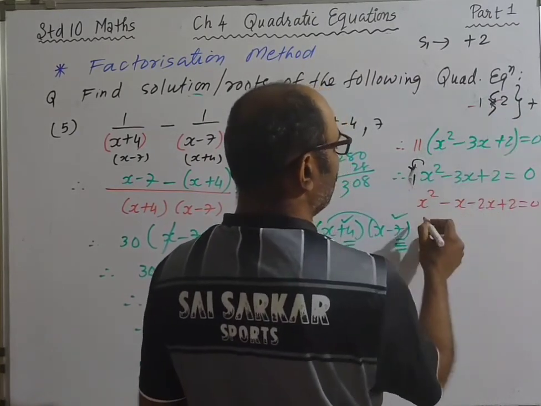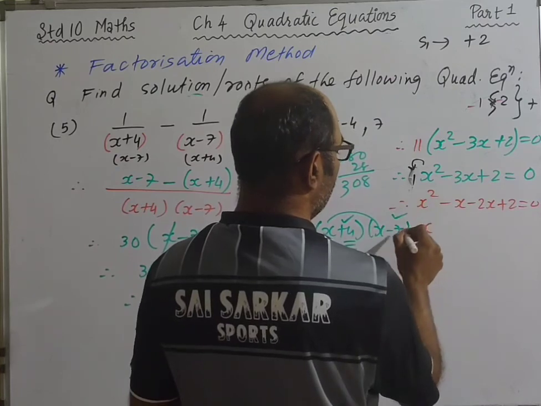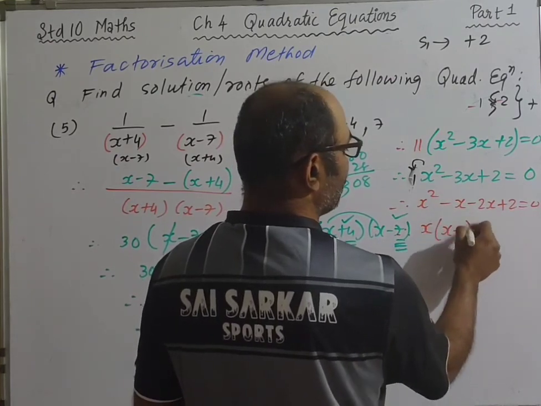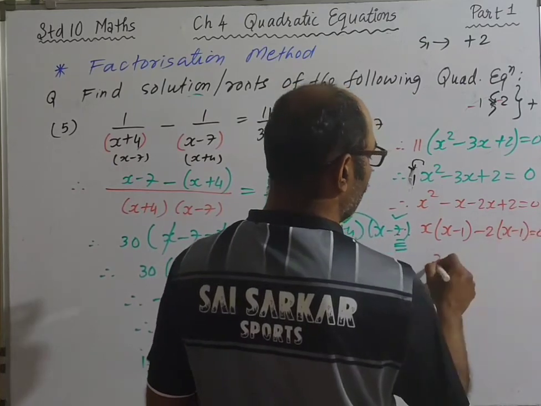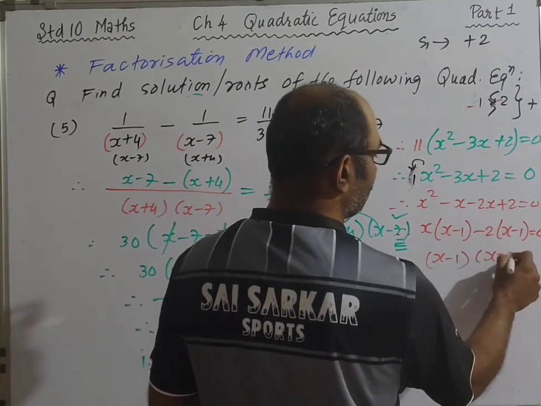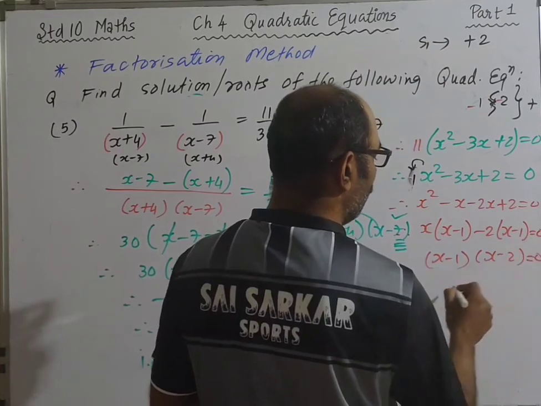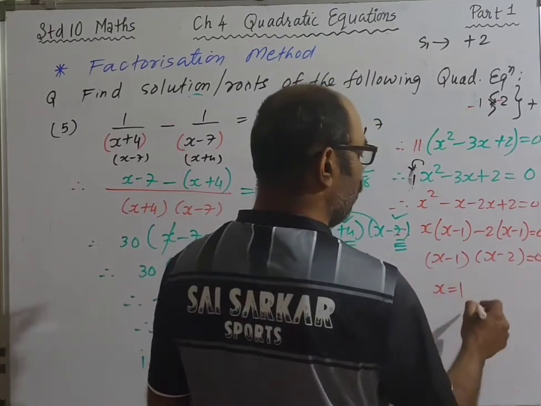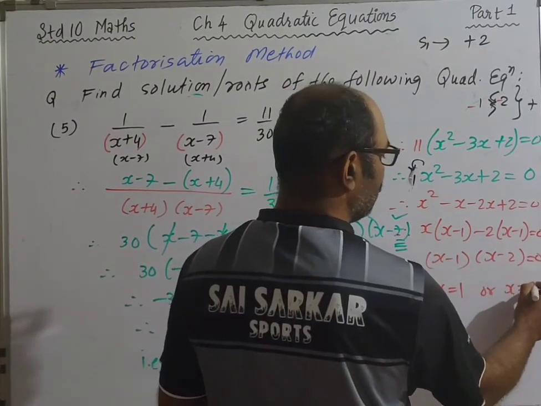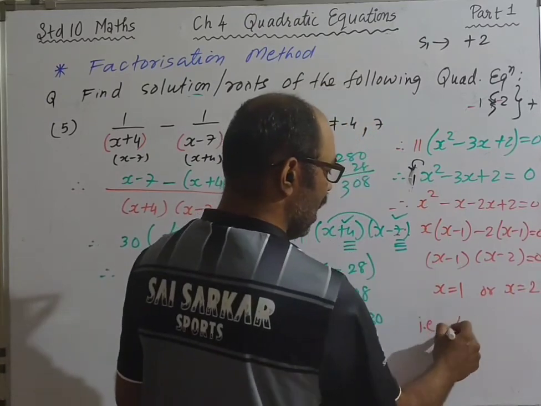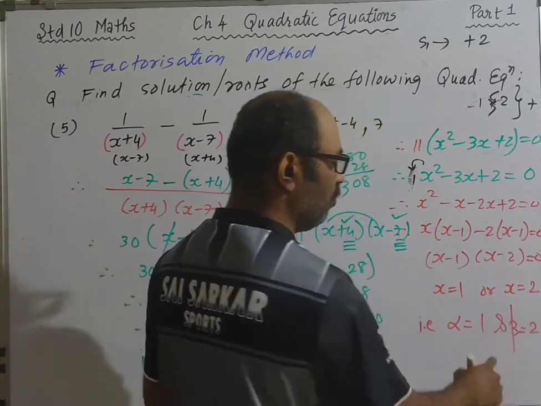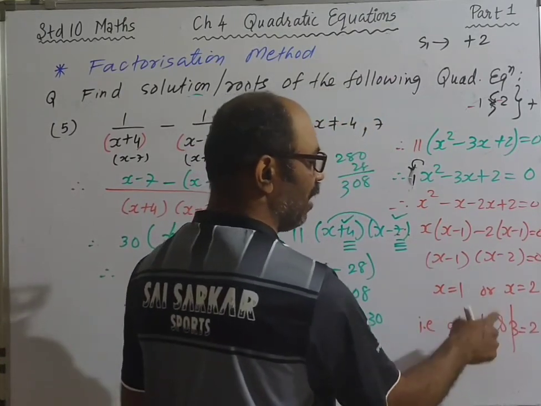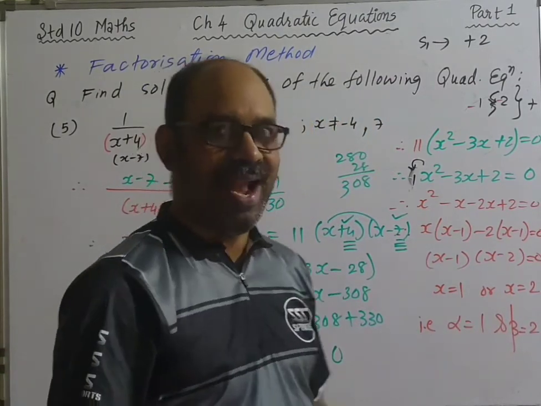Minus x minus 2x. So therefore x is common, x minus 1 minus 2 is common, x minus 1 is equal to 0. So x minus 1 into x minus 2 equal to 0. So x is equal to 1 or x is equal to 2, i.e. alpha is equal to 1 and beta is equal to 2. Here we write it, but later we write alpha and beta.